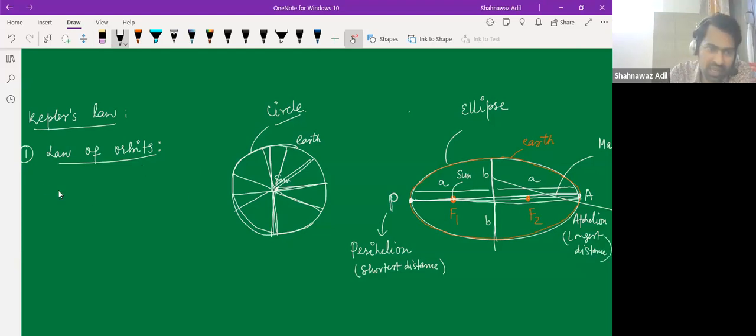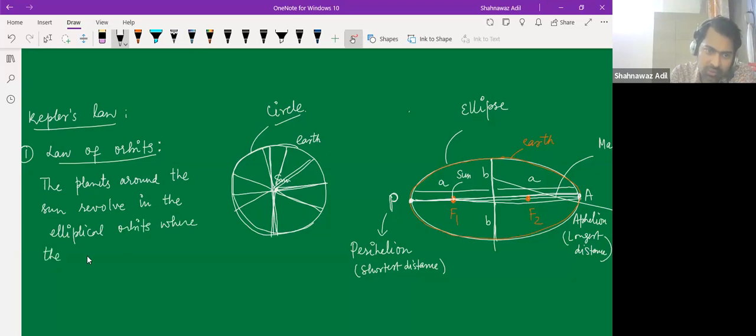The law of orbits says that the planets around the sun revolve in elliptical orbits, where the sun is located at one of the foci of the ellipse.